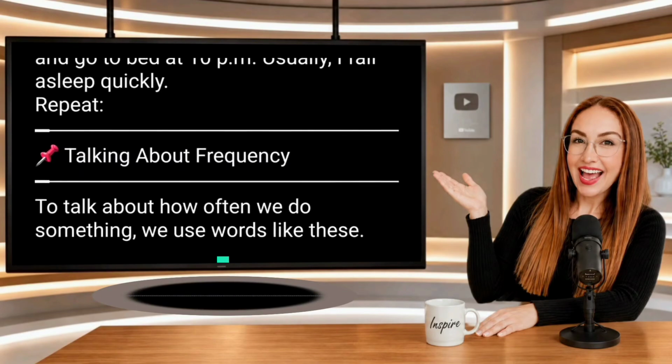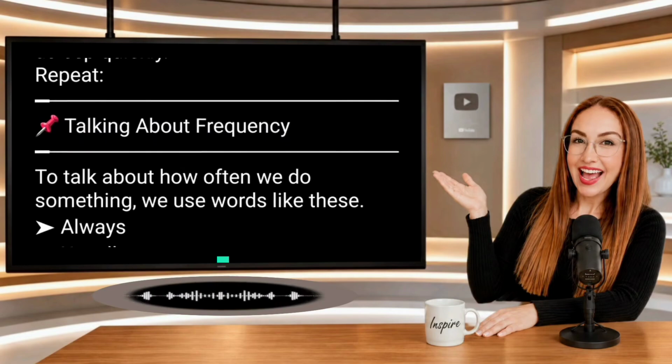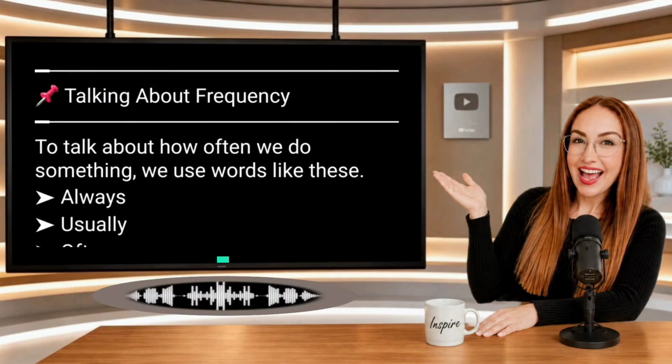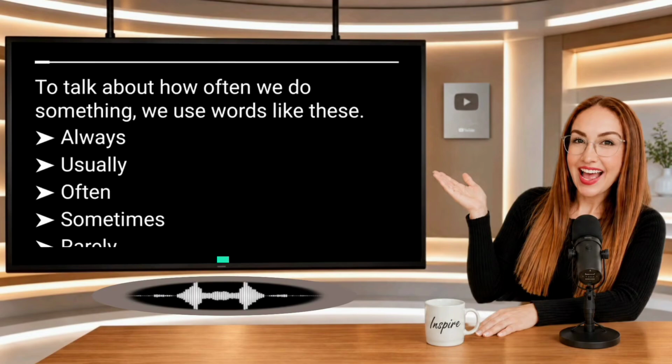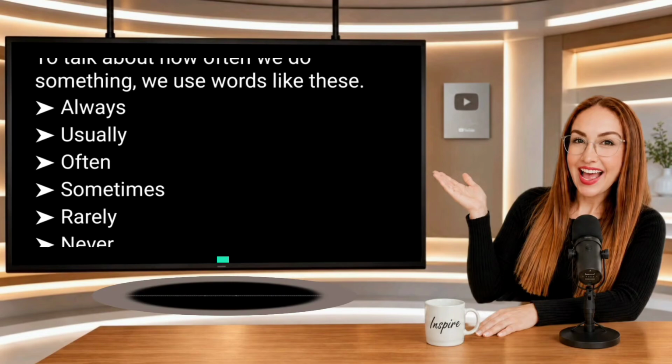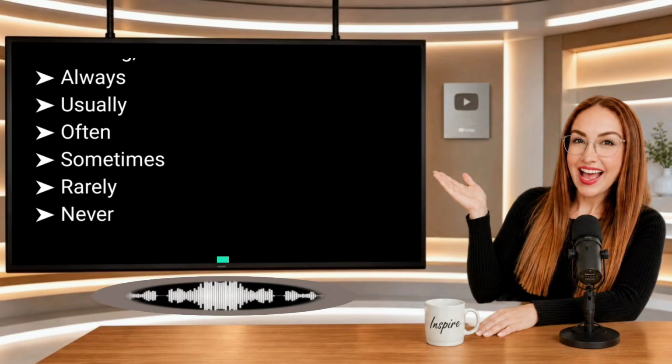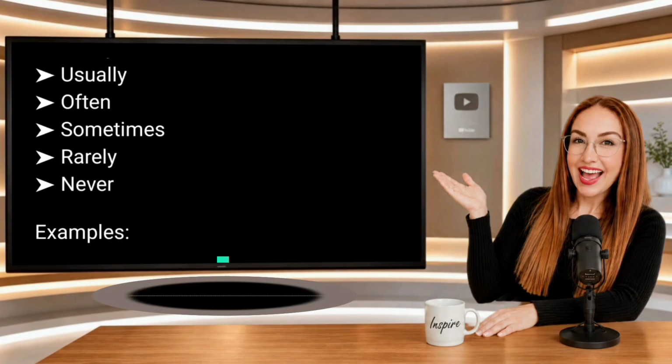Talking about frequency. To talk about how often we do something, we use words like these. Always, usually, often, sometimes, rarely, never.